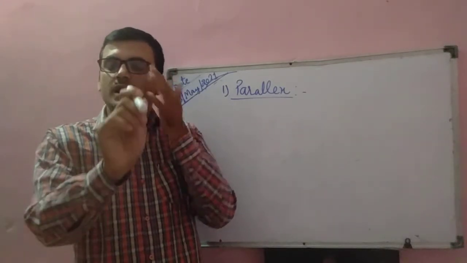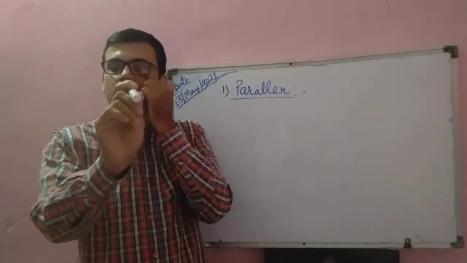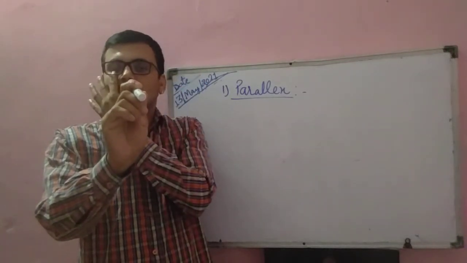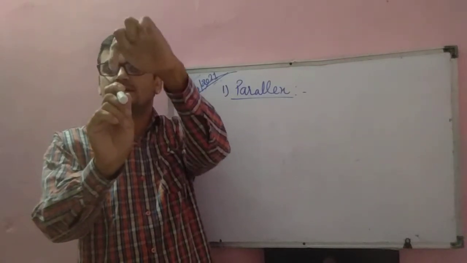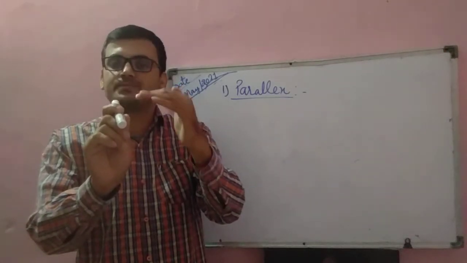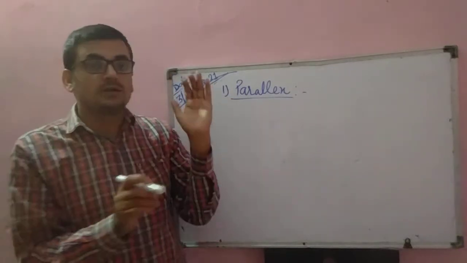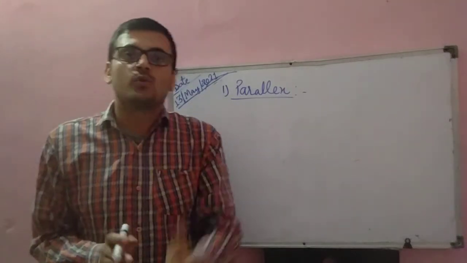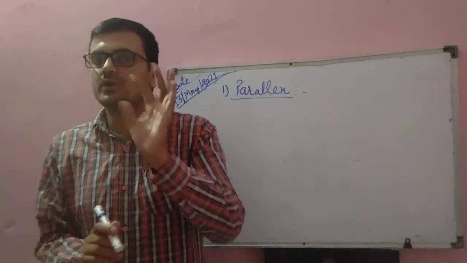When I have closed this eye, the point of observation is this, so I have watched this pen at this place. When I close the other eye, my point of observation is at this other point. So this is the change in the position of the object with respect to the background. What is the meaning of parallax? Change in the position of an object with respect to the background when the point of observation is changed. That is called parallax.